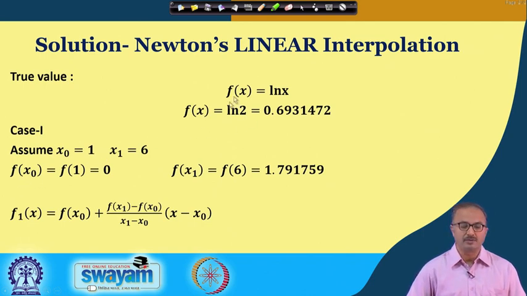From the given function ln x, we first put 1 here and find f(x0) equal to 0. Then we put 6 here and find the value of f(6) as this. Now we apply this formula for the interpolation. We plug in these values of f(x1), f(x0), x1, x0, etc., and for x we put the value of 2.